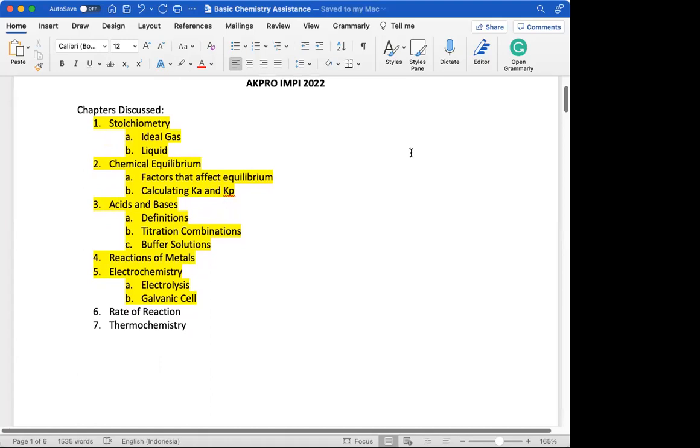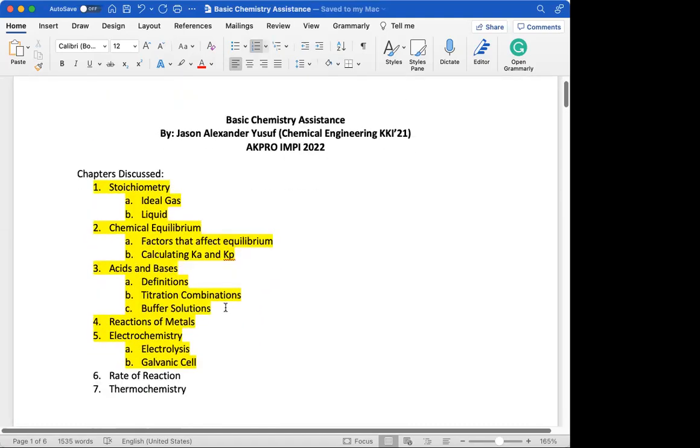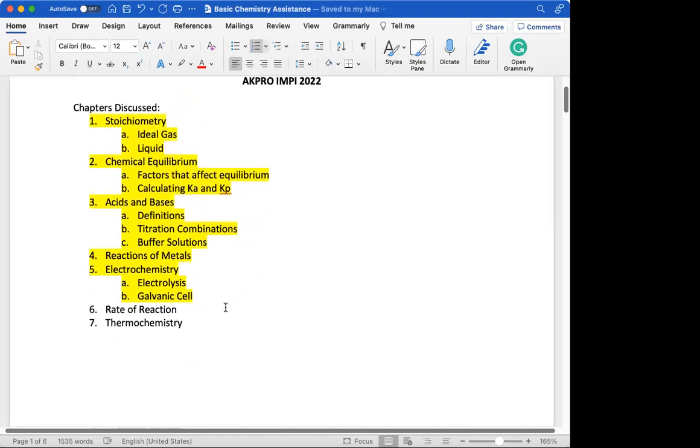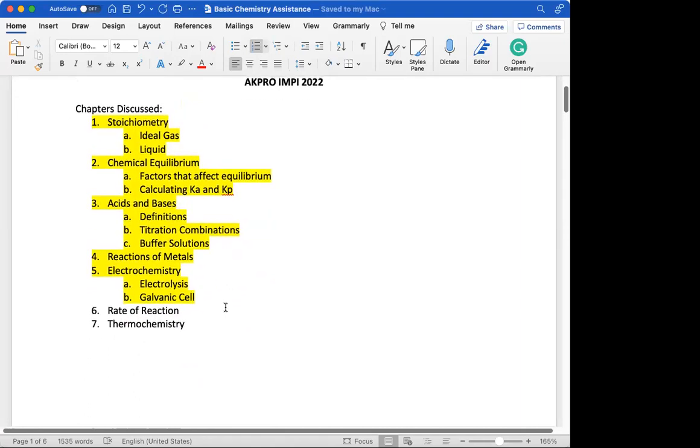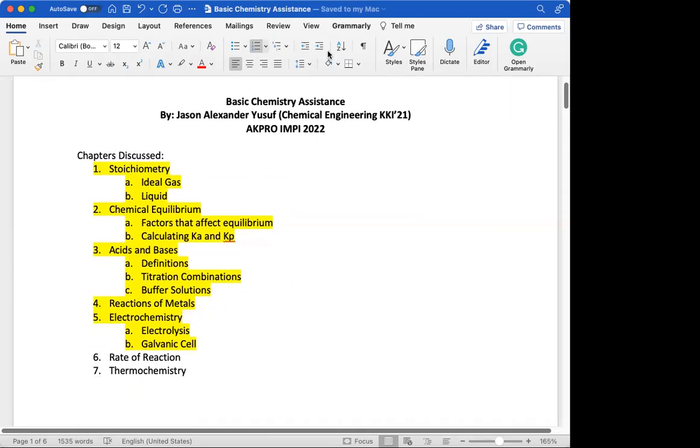For tonight's discussion, we will have 5 different topics: stoichiometry, chemical equilibrium, acids and bases, reactions of metals, and electrochemistry. These are the subtopics that we will discuss in each part of the assistance, and hopefully you will be able to understand what's being taught tonight, and you can use this knowledge to excel in next week's midterm exam. Okay, so let's begin. I think I'll just turn on my cam.